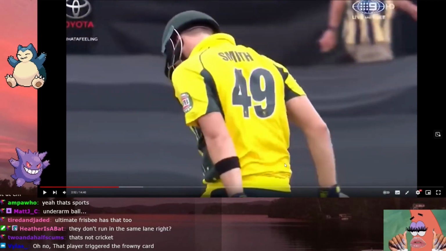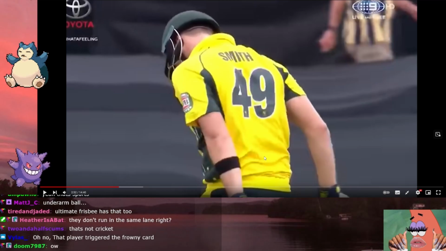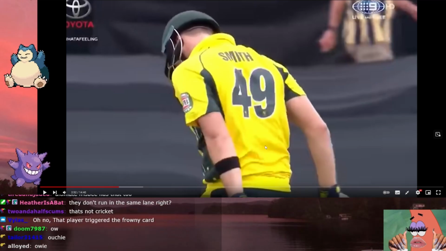Yes, he did just take a shot to the nuts. Yes, he's wearing, as we would call it, a box in cricket. You would call it a cup, I think, in America. And yes, it still hurts very badly when you get hit in the box.